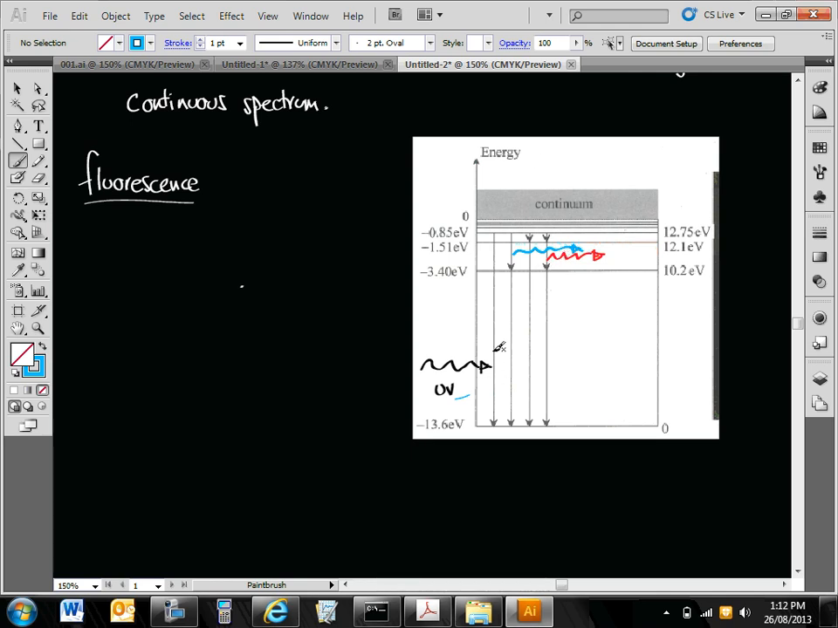And so what we see, the way we perceive it, is very little light going in, or UV light, ultraviolet light going in, and white light coming out, or bright coloured light coming out. Okay?